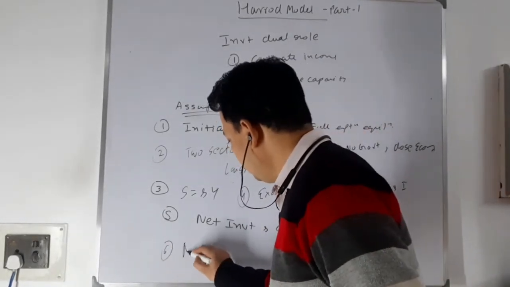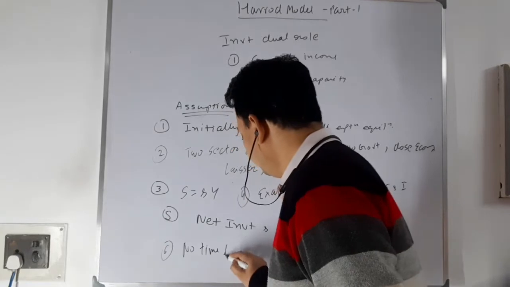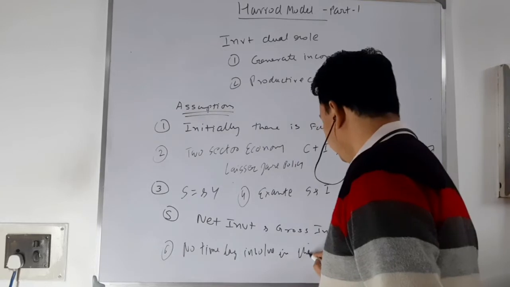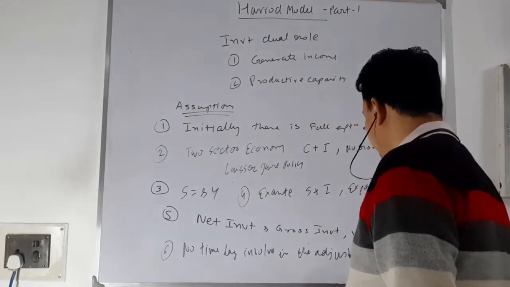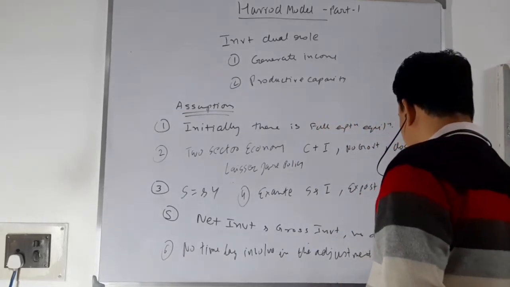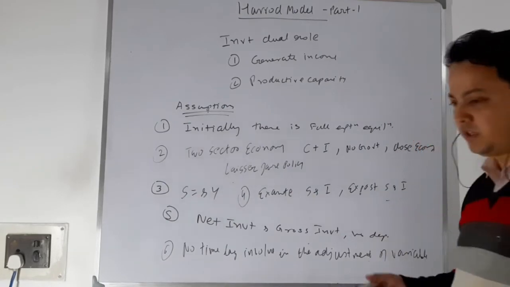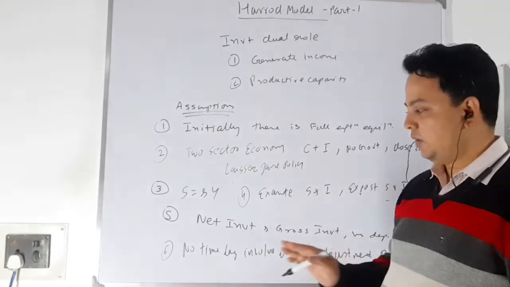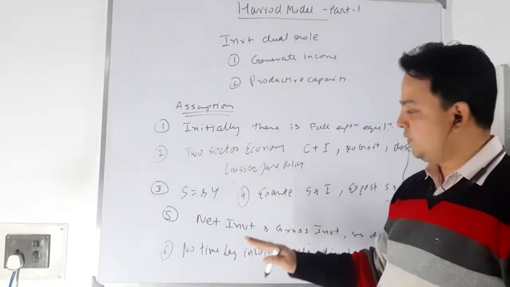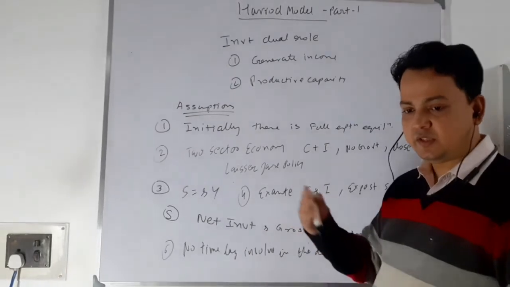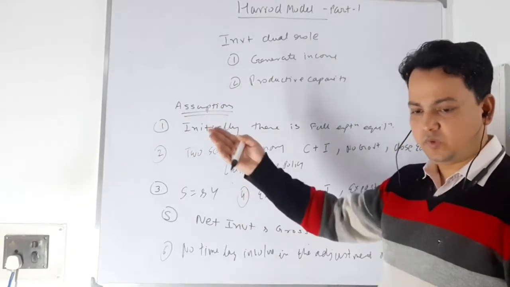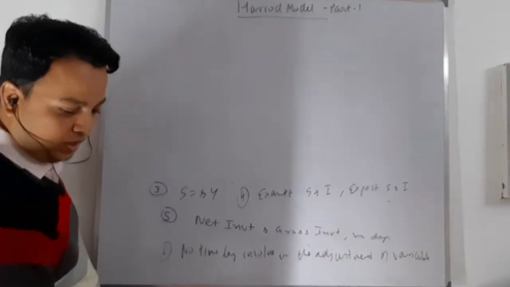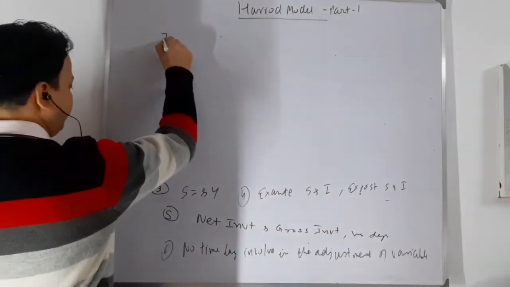Sixth point, no time lag in the adjustment of variables. You have variables like saving and investment, and they will adjust in the same time period. If you are taking the period 2020, ex ante saving and investment will adjust in the year 2020 itself, not in 2021. So no time lag. Harrod has also assumed the accelerator principle.